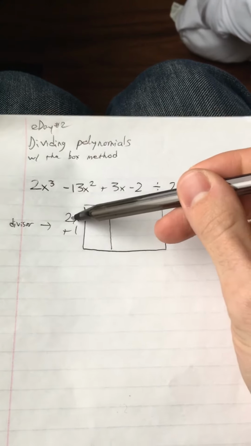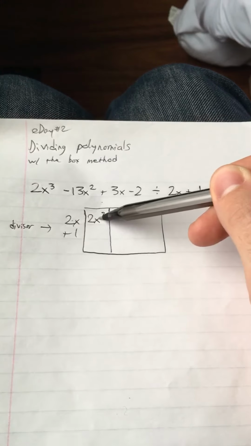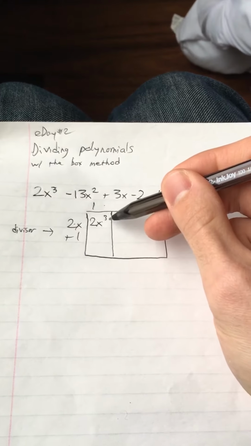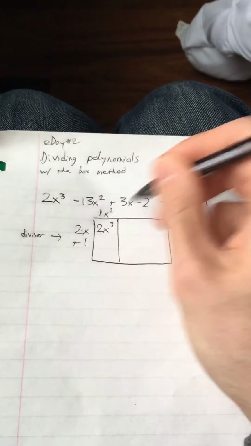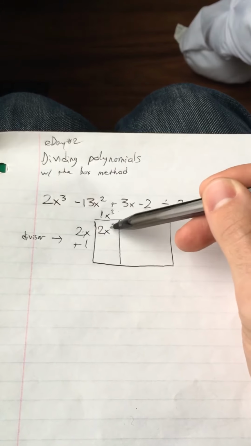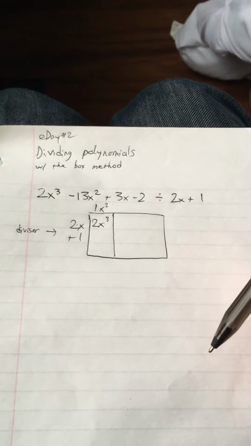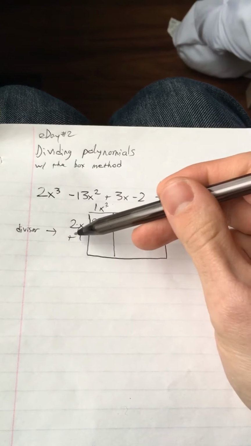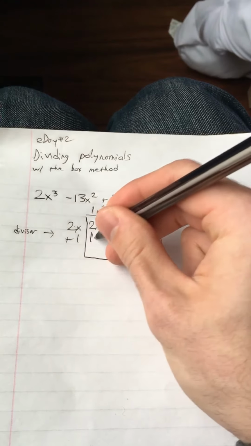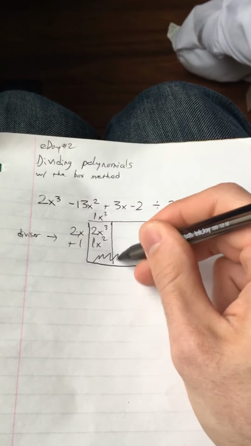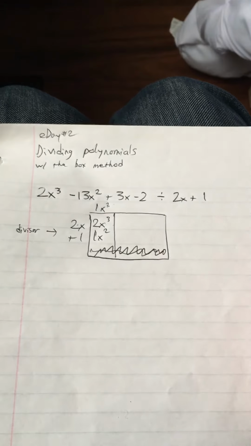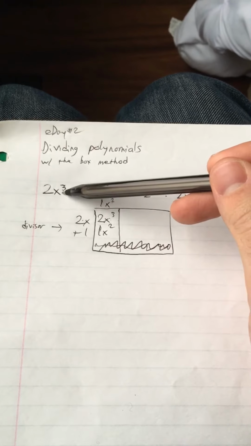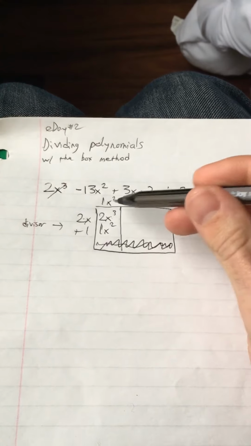We say, okay, 2x times what is 2x to the third? Well, 2 times 1 gives me the 2. X times, well, I would need 2 more x's, so x squared, right? 2x times 1x squared gets me 2x to the third. And then maybe this is starting to get the wheels going for you again. 1x squared times 1, that's just 1x squared. So, okay, 1x squared right there. Now I'm looking back at my problem. My 2x cubed, that's taken care of. I got it in my box right there.